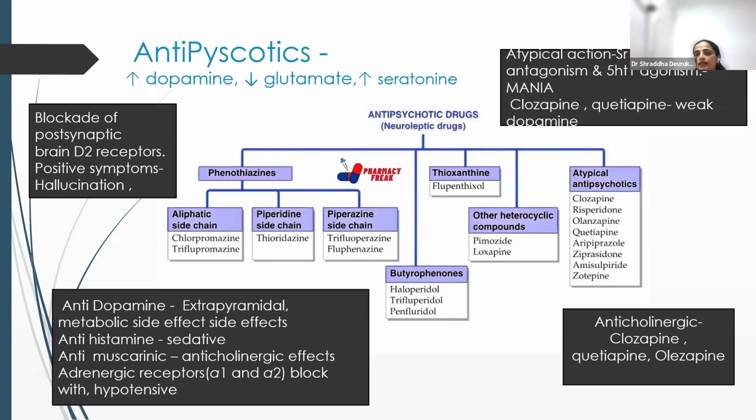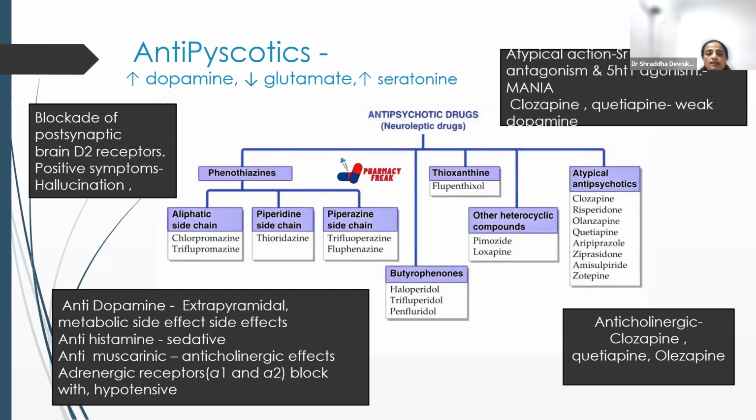And especially for such patients, the commonest drugs are clozapine and quetiapine, which are weak dopamine antagonists. So sometimes the same schizophrenia patients may be on two antipsychotics. They also have anti-dopamine effects, because of which extrapyramidal side effects will be there. Metabolic side effects, especially obesity, are commonly seen in them.